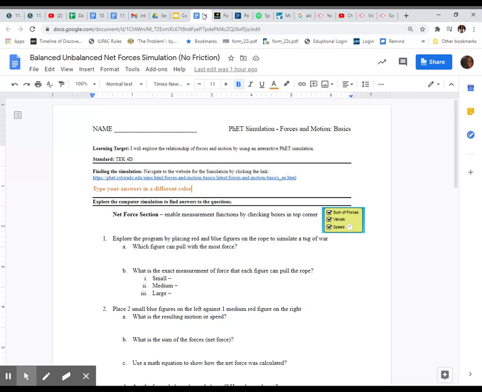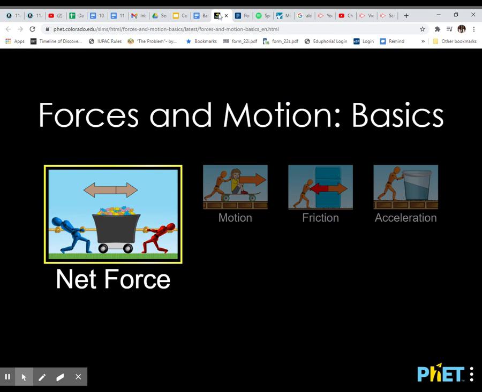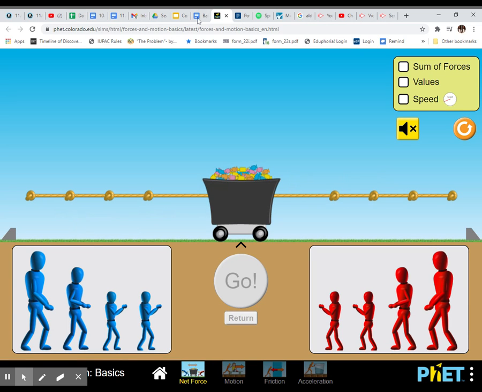Okay, moving back, make sure you do type your answers in a different color so your teachers and myself will be able to read it. Okay, so the first section we're going to look at, well, the only section we're going to look at is the net force section. So when you go back to the tab, you're going to select net force.